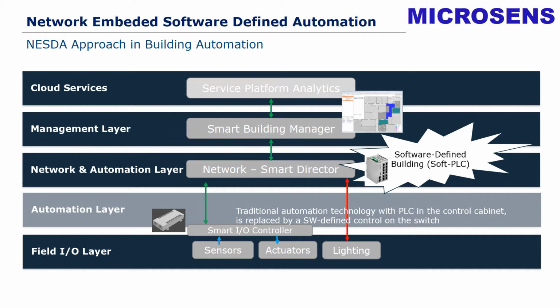The top layers, management layer and cloud services, remain the same as before. They cover the same functionalities. The main difference is that the automation layer has been virtualized by transferring its functionality into the network layer, meaning into the switches. And the nice thing is that we can provide one IP infrastructure from the field to the top management layer and the cloud level, which makes handling much easier for the IT guys.